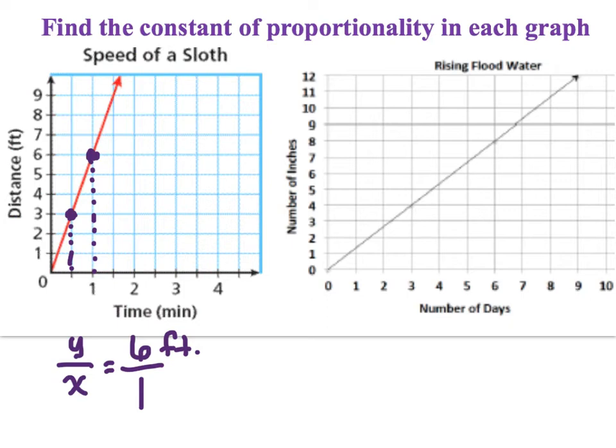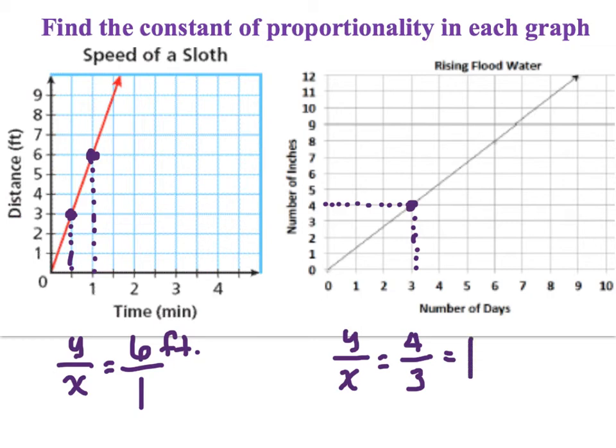Go ahead now and find the constant in the second graph. So this one was a little trickier. I'm looking for how many inches of flood water occurs in a certain amount of days. So a clear point I see is right here. I can tell that exactly at this point, 4 inches of water accumulates in 3 days. So I'm going to write that as y over x. Again, to find my constant, I always divide y over x. So I'm going to do 4 divided by 3.